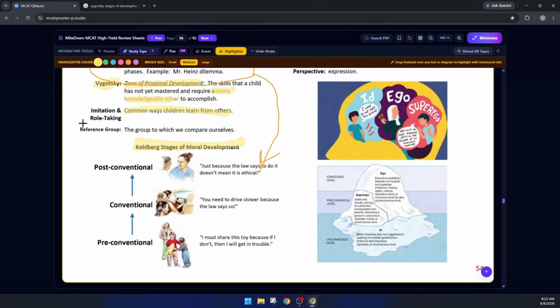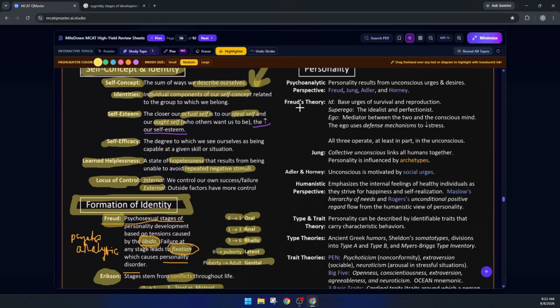Okay. Reference group is the group to which we compare ourselves. So that's an easy definition for everyone. That's a reference group. Okay, now let's go into personality.